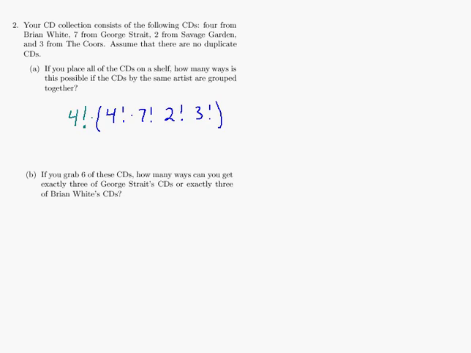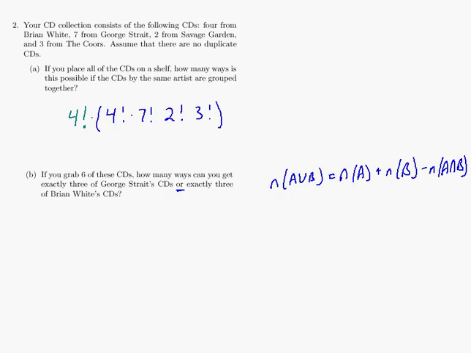In part B, when we want to grab 6 of the CDs, we want to know how many ways can we get exactly 3 of George's or exactly 3 of Brian White's. Now the key word is or. Now remember, or comes back to this formula. Number of A union B is the number of A plus the number of B minus the number of the intersection.